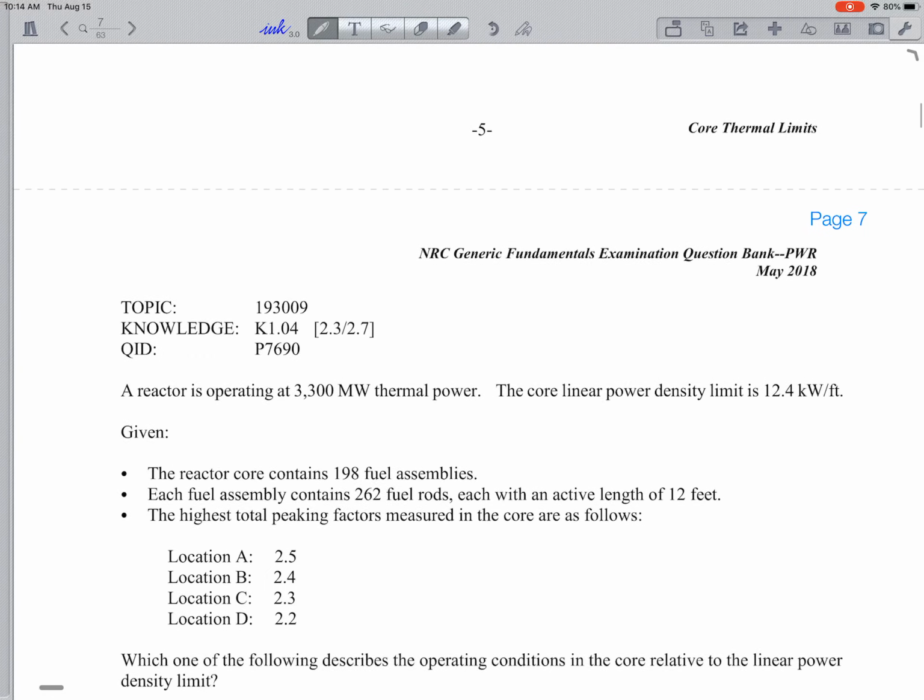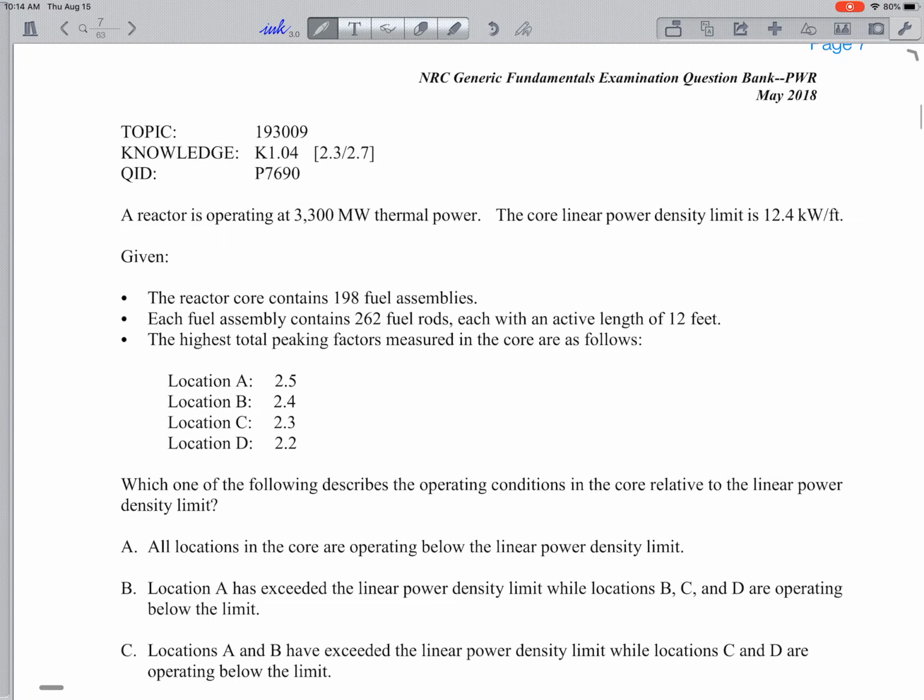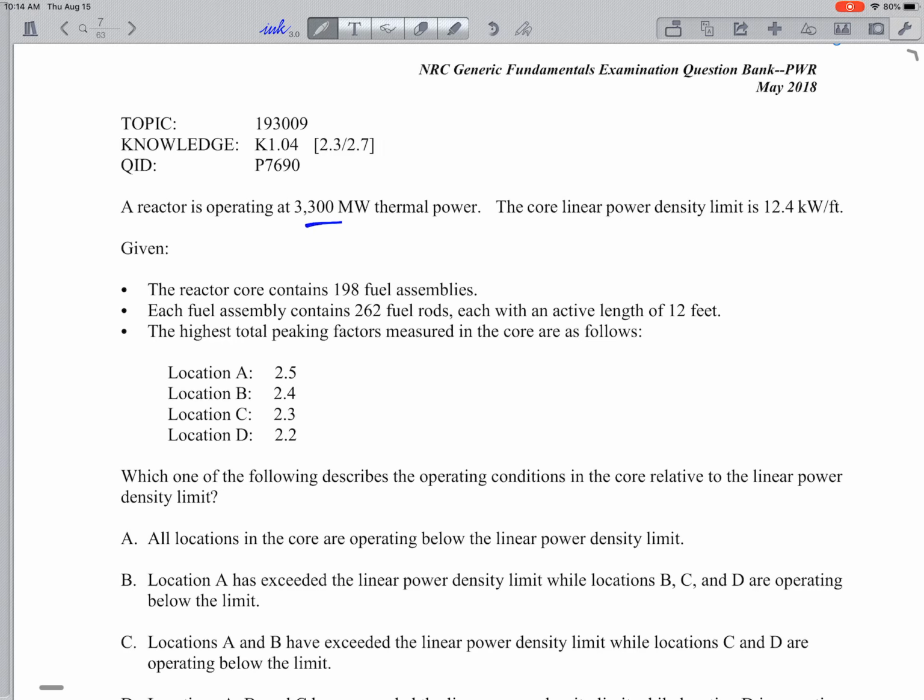All right, moving on. We'll come back to this type of problem. Now it's a 3,300 megawatt thermal power. The core linear power density limit is 12.4 kilowatts per foot. So we've got the max, or the limit, right, that we can have. So now we have to find the average, and we're going to find it right here, with 198 fuel assemblies, 262 fuel rods, 12 feet long.